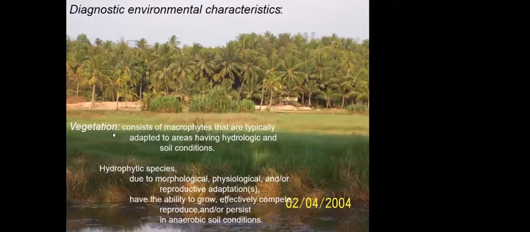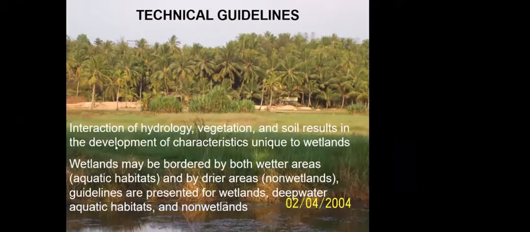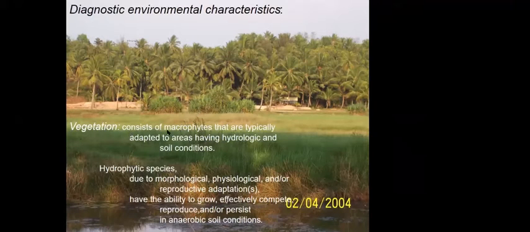So the first is hydrology, vegetation, soil, characteristics to be discussed to identify the wetland. Vegetation consists of macrophytes that are typically adapted to areas having hydrologic and soil conditions. This hydrophytic species, due to morphological, physiological, and reproductive adaptation, has the ability to grow effectively, compete, reproduce, and or persist in anaerobic soil condition. Such vegetation is an environmental characteristic of hydrophytic vegetation.